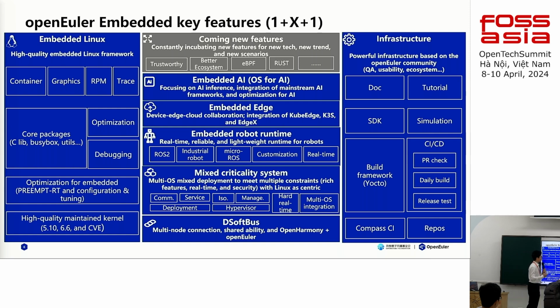And we also support embedded robot runtime, like we integrate ROS2 into our system. We also want to provide more support for embedded edge and embedded AI in the future. So we will integrate KubeEdge and K3s into our system so that in the future, we will improve the collaboration between the cloud, edge, and embedded. And also, we will integrate mainstream AI frameworks in the future, like TensorFlow, PyTorch, or MindSpore.